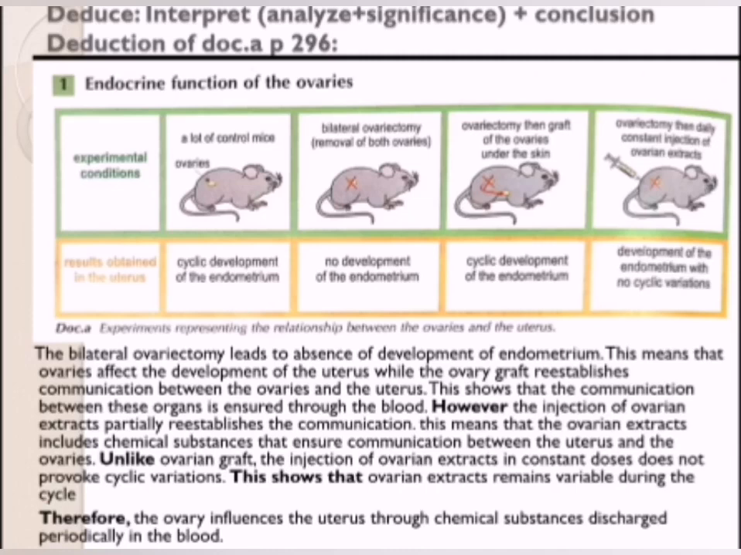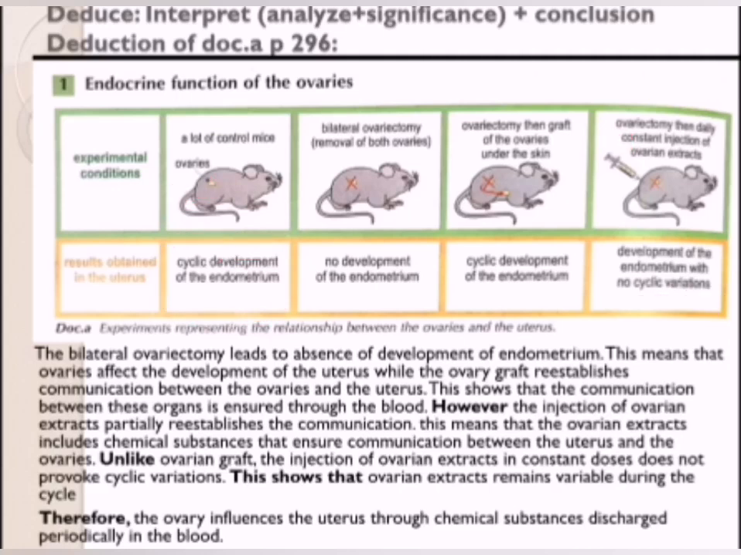So here we have also a significance that we can write by comparing. We have cyclic development of the endometrium in a lot of control mice that have ovaries, and in the fourth experiment where we have constant injection of ovarian extract, there is no cyclic variation in the endometrium. Those cyclic variations in the endometrium are ensured by variable amount of ovarian extracts. Because of that, I wrote this shows that the ovarian extracts remain variable during the cycle.